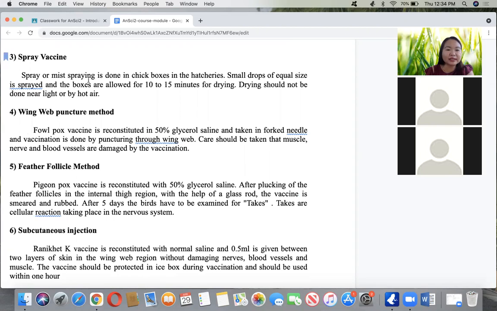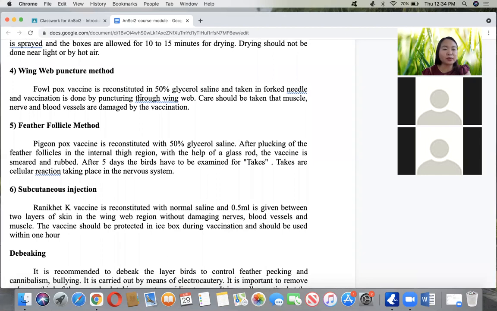So pwede ring spray vaccine by spraying or mist-spraying the chick boxes in the hatcheries. Or small drops of the equal size for 10 to 15 minutes, then drying through light or hot air. And or wing web puncture method. So maraming methods using the fowl pox vaccine with 50% glycerol saline. So they are taken in a pork needle and vaccination is done by puncturing the wing web. Although you should be careful, no, not to damage the muscle, nerve, and blood vessels.